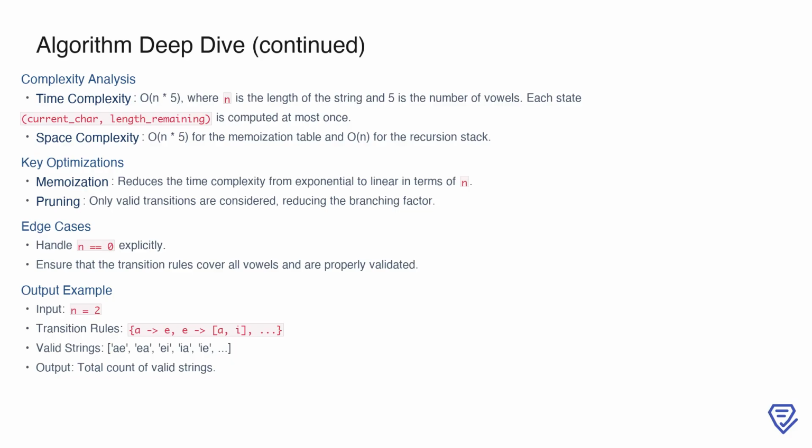For an example, if n is 2, and given the transition rules, valid strings include combinations like ea, ei, ia, and others. The output would be the total count of these valid strings. This approach elegantly combines recursive exploration, dynamic programming, and careful optimization to solve the problem efficiently.